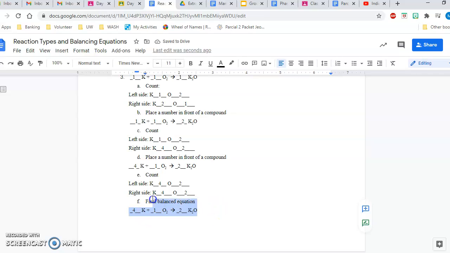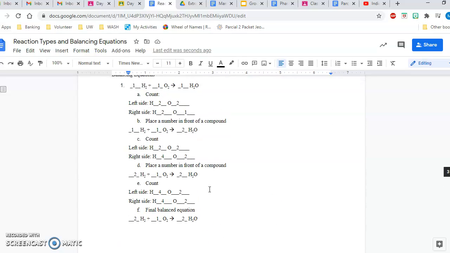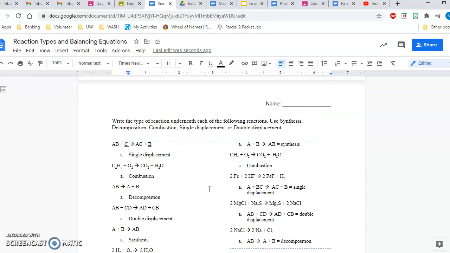So that's how we balance our equations. I hope that made sense. I know I went a little bit quickly through it, but if you have any questions, as always, please just let me know.